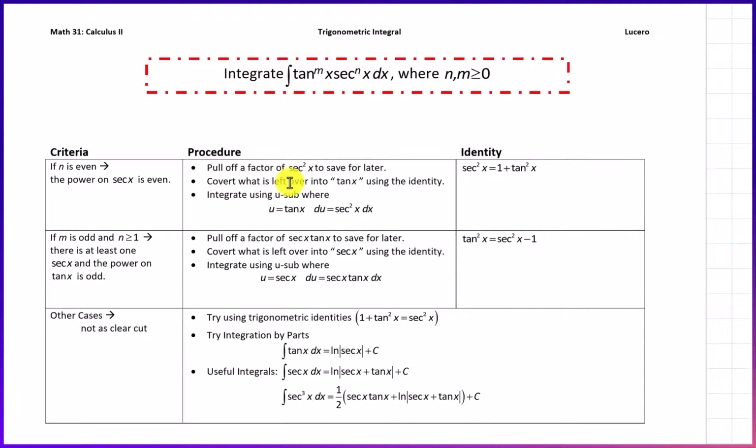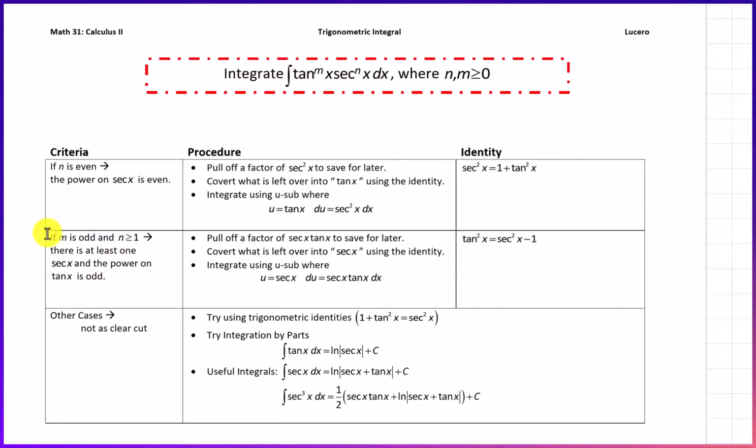We convert whatever is left over into tangent using the relationship between secant squared and tangent squared through the identity. And then we make a u sub where u is the tangent and our du is that secant squared that we saved for later.